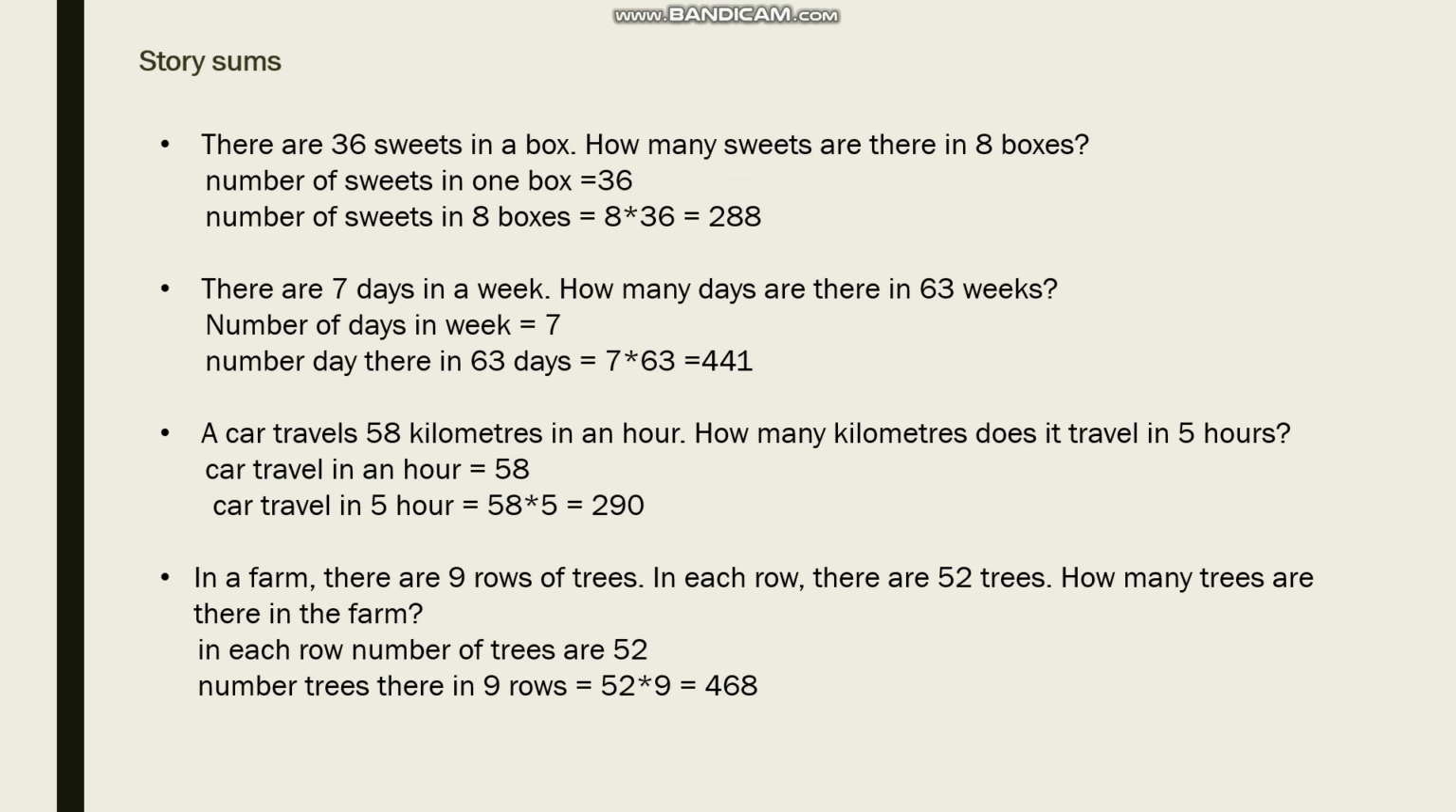In a farm there are 9 rows of trees. In each row there are 52 trees. How many trees are there in the farm? So in each row the trees are 52. So they gave 9 rows. So we need to calculate for the 9 rows. 52 into 9, which gives 468.